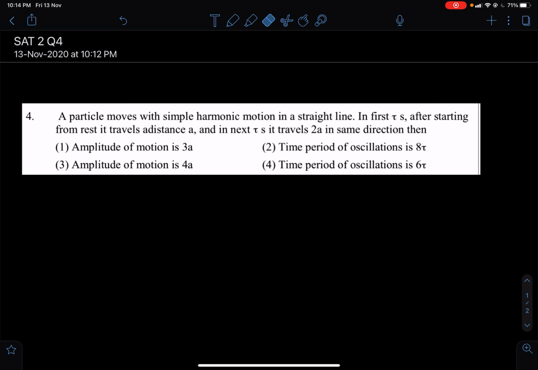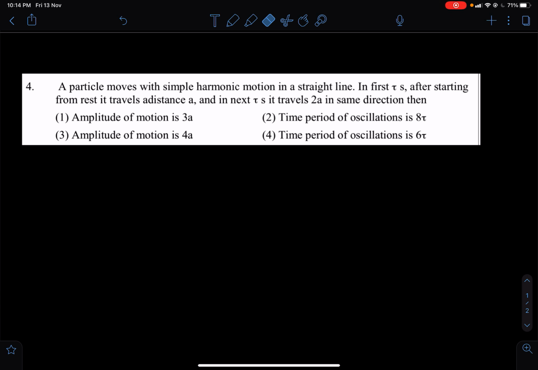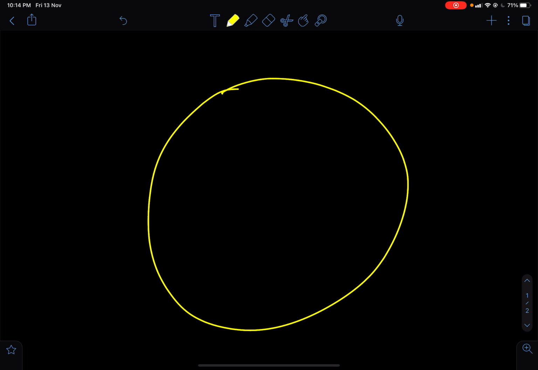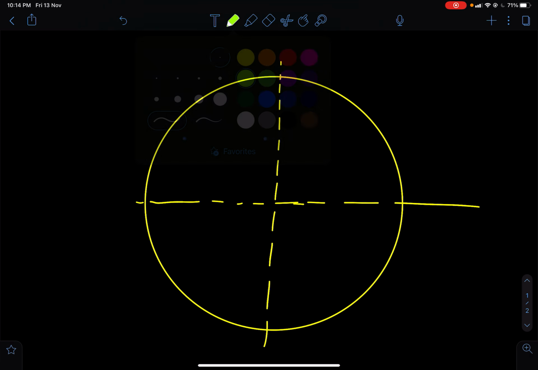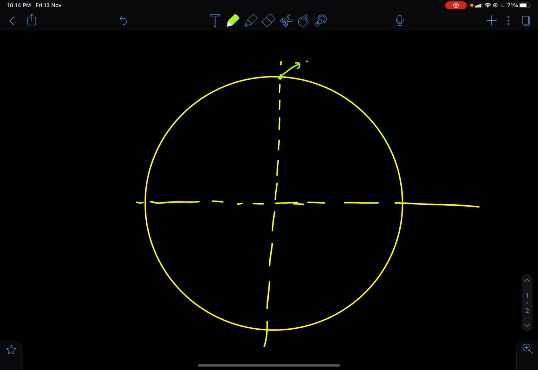Okay, this is question number 4, in which it is given that in the first tau time after starting from rest. After starting from rest means starting from the extreme position. So if you draw the circle diagram or the phasor diagram here, starting from rest means starting from this point A, or let's call this point P actually.